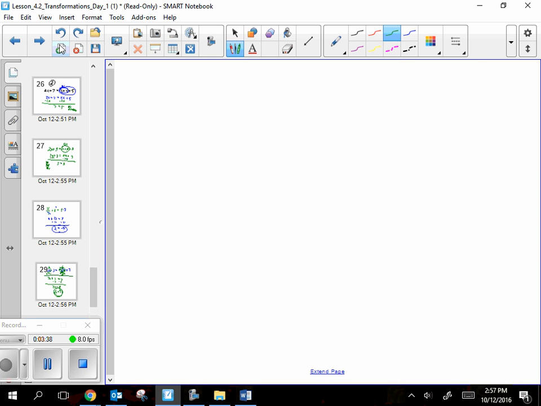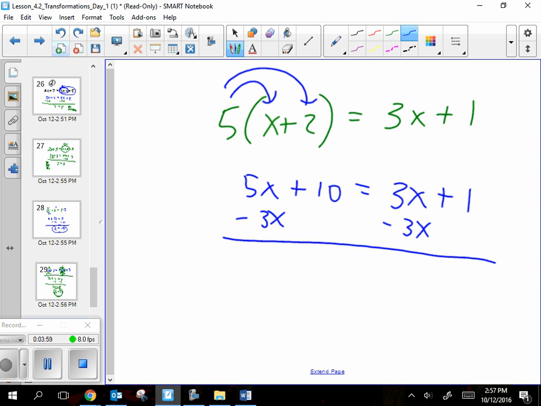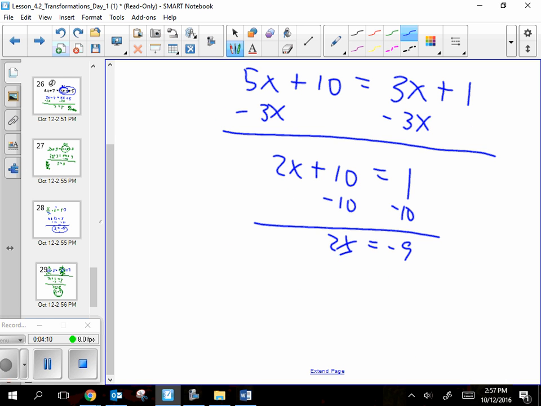All right, there is a lot of distributing. So let's say we had this. You have to know how to distribute like this. 5 times x is 5x. 5 times the 2 is 10 equals 3x plus 1. Then I'm going to subtract 3x from both sides because it's the smaller of the two variables. And then I would have 2x plus 10 is equal to 1. I'm subtracting 10 from both sides. And this will be 2x equals negative 9. And then I'm going to divide by 2, x equals negative 4.5, or negative 9/2.